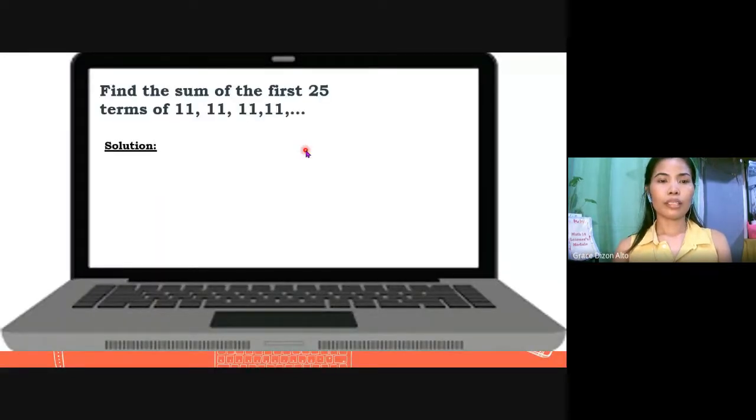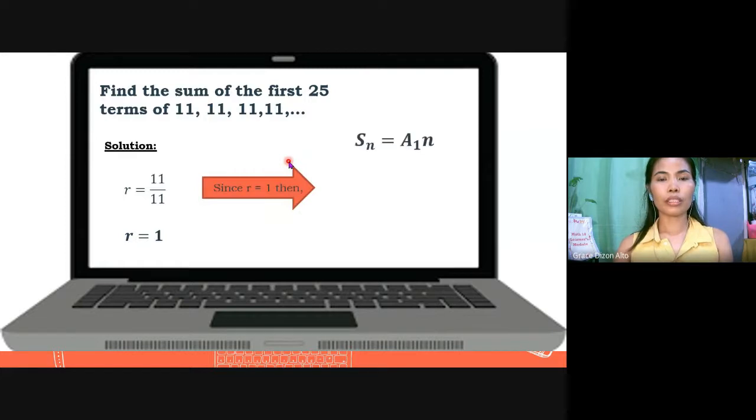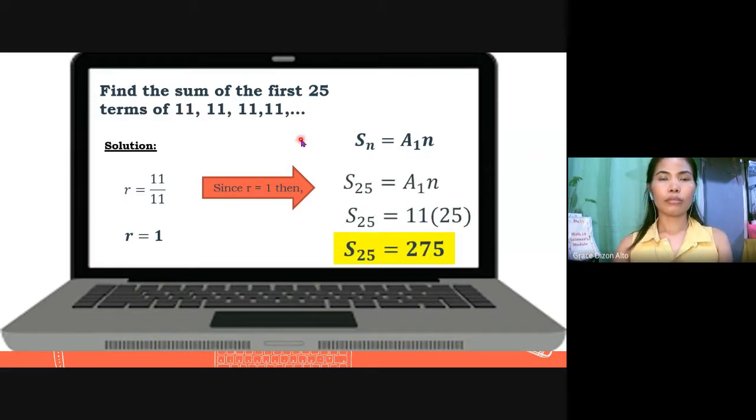Okay, so let's see the problems here and what condition each satisfies. This one says, find the sum of the first 25 terms of 11, 11, 11, and so on. To find the solution, we get our common ratio, which is +1. So this is condition number 2, which states that S sub n is equal to a sub 1 times n. Therefore, our a sub 1 is 11. 11 times 25 is 275.